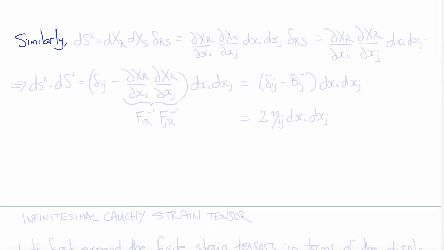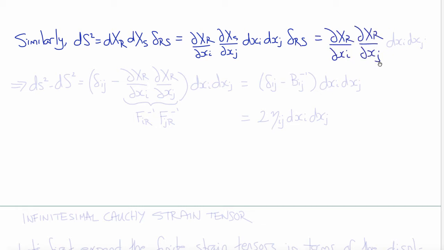Similarly, we could do the same thing, but this time we're going to convert d big S squared so that it will be with respect to elements d little xi and d little xj. So again, the chain rule gives us del Xr over del xi, del Xr over del xj, times d little xi, d little xj, since delta rs gives del big Xr over del xi, del big Xr over del xj, times dxi, dxj. You'll notice that these are actually the inverse of the components of the deformation gradient. So again, taking the squared length changes, d little s squared minus d big S squared, we this time would get delta ij minus del big Xr over del little xi, del big Xr over del little xj, times dxi dxj.